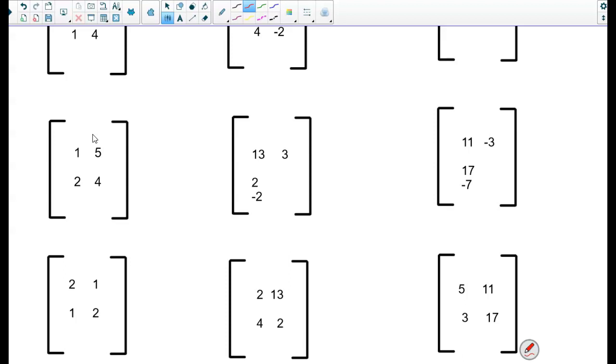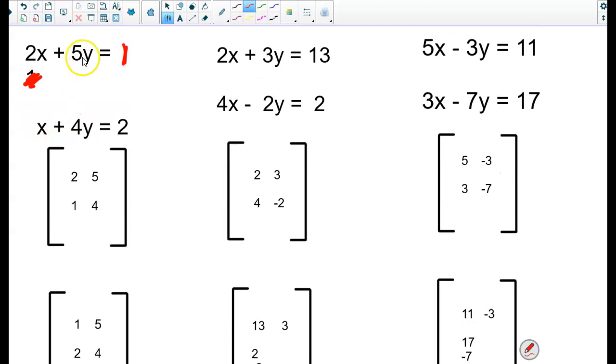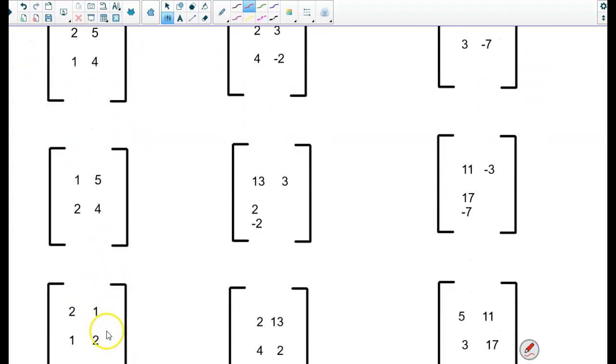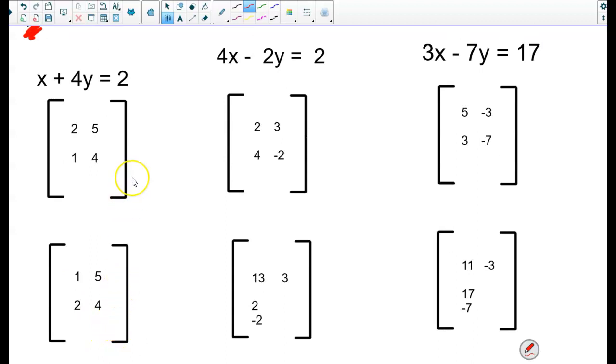So how it works every single time is our first matrix is always the coefficients. Then we replace the x column with 1, 2 for our second matrix, and then replace the y column with 1, 2 for our third matrix. And we take our 3 determinants. 2 times 4 minus 1 times 5 is equal to 3. And that becomes our denominator.